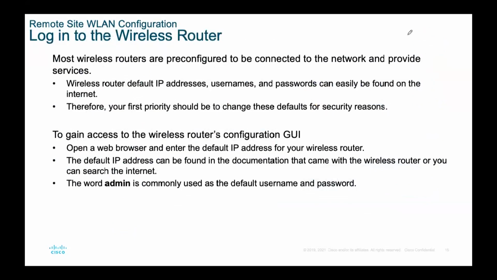Okay, log in to the wireless router. Most wireless routers are pre-configured to be connected to the network and provide wireless. Wireless router default IP addresses, usernames, and passwords can easily be found on the internet. Therefore, your first priority should be to change these defaults for security reasons. To gain access to the wireless router configuration GUI, open your browser and enter the default address for your wireless router. The default address can be found in the documentation that came with the wireless router, or you can search the internet. The word admin is commonly used as the default username and password.